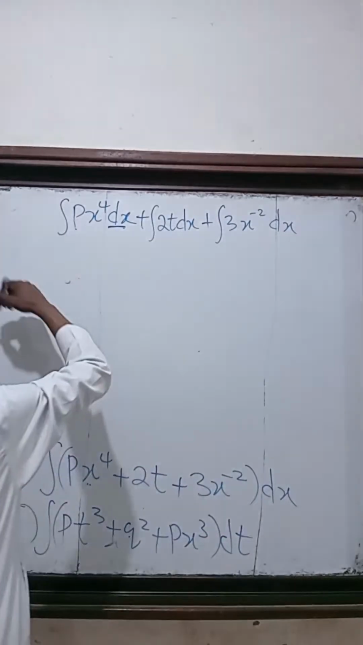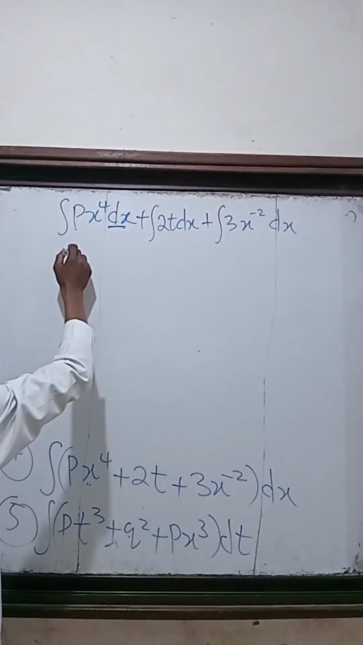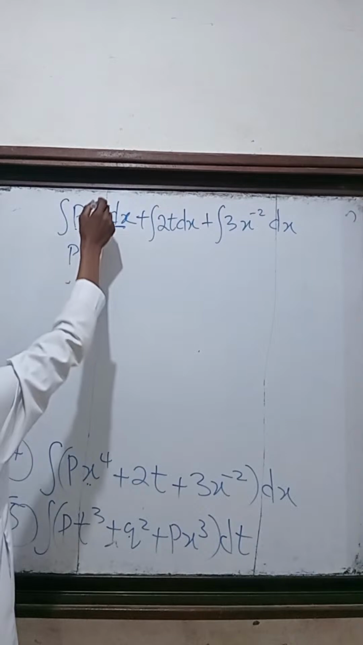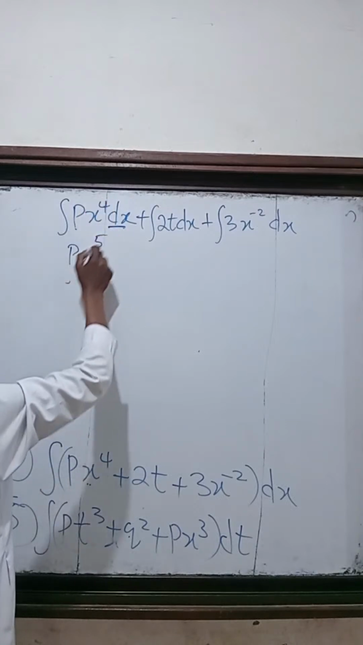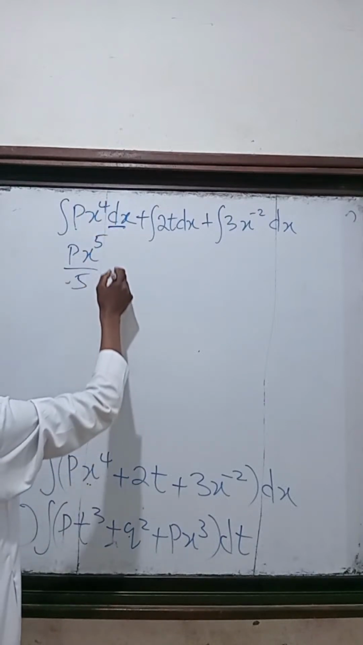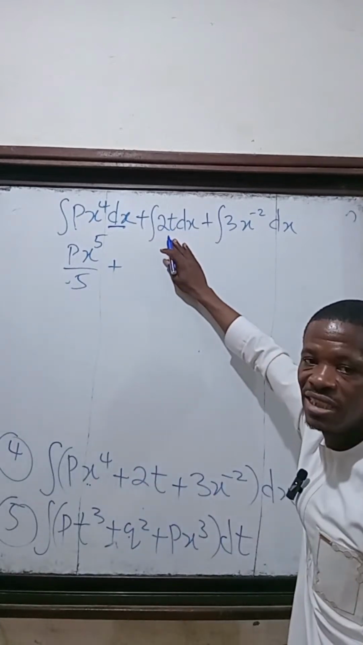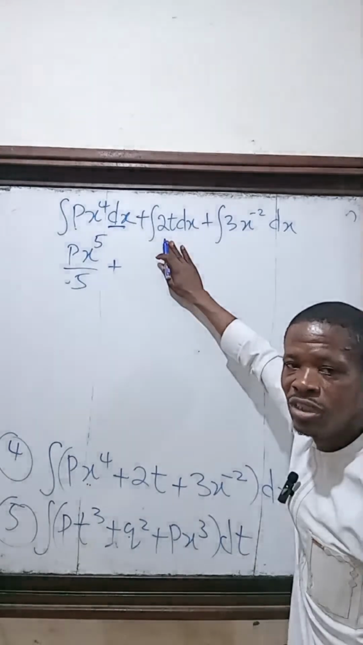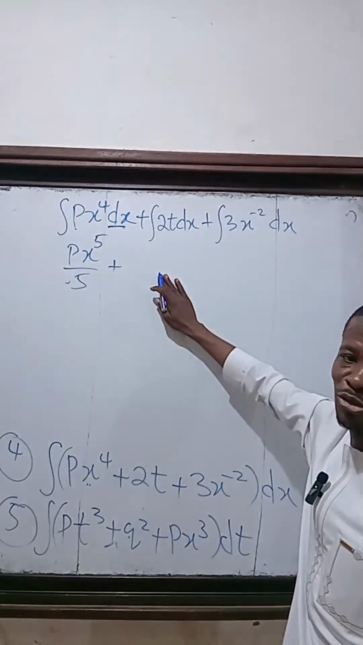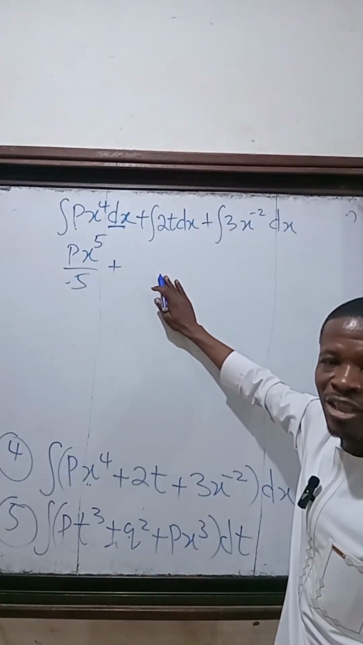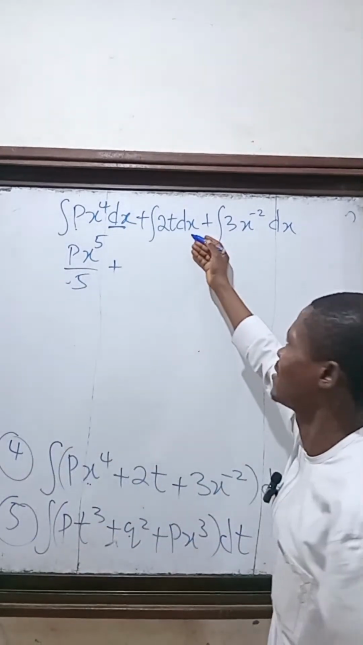So we're going to take it outside the integration, and that will be p times x to the power 4 plus 1, that's 5, over 5, plus here, the 2t. 2 is a constant. t also is a constant. So 2t is a constant, but it does not synchronize with the x.